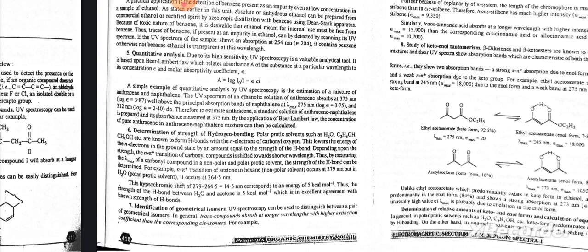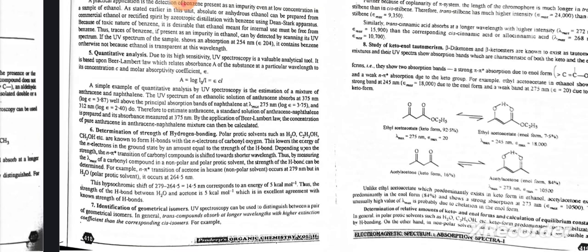The sixth application is determination of strength of hydrogen bonding. Polar protic solvents such as H2O, C2H5OH, that is ethanol, CH3OH, methanol, etc., are known to form H bonds with the n electrons of carbonyl oxygen. This lowers the energy of the n electrons in the ground state by an amount equal to the strength of the H bond. Depending upon the strength, the n to pi star transition of the carbonyl compound is shifted towards shorter wavelength. Thus, by measuring the lambda max of a carbonyl compound in a non-polar and a polar protic solvent, the strength of the H bond can be determined.